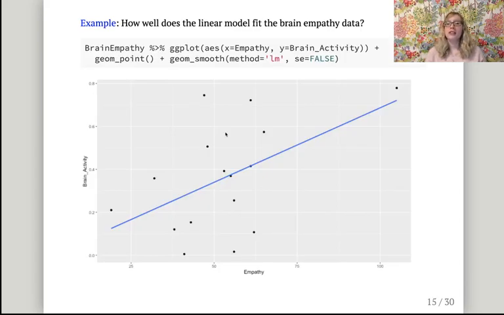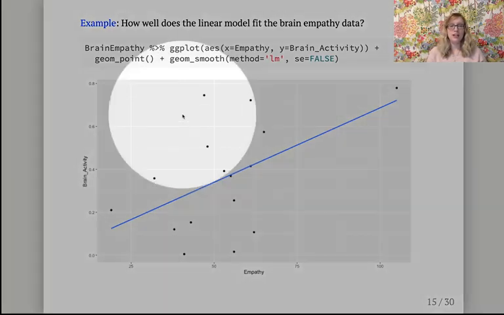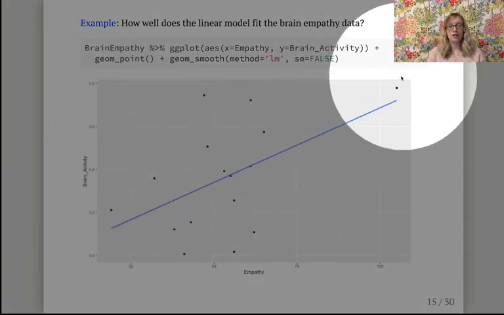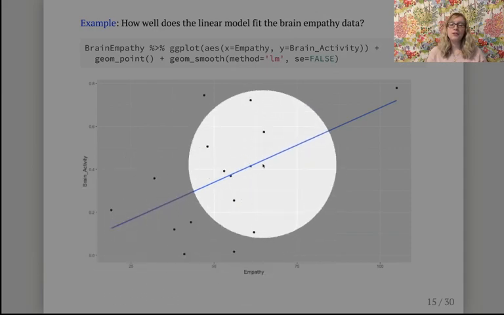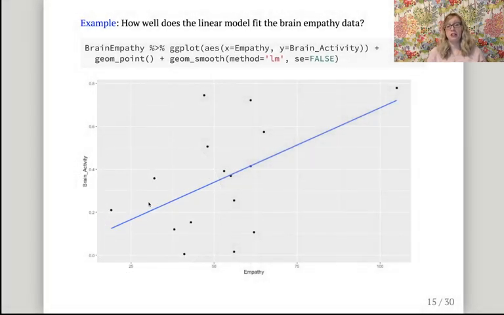So let's take a look at the linear model against this brain empathy data. There is a linear trend here. It looks like most of the residuals are going to be fairly close to the line. Most of the points themselves are fairly close to the line. Again, we might be a bit concerned with this outlier in the data.